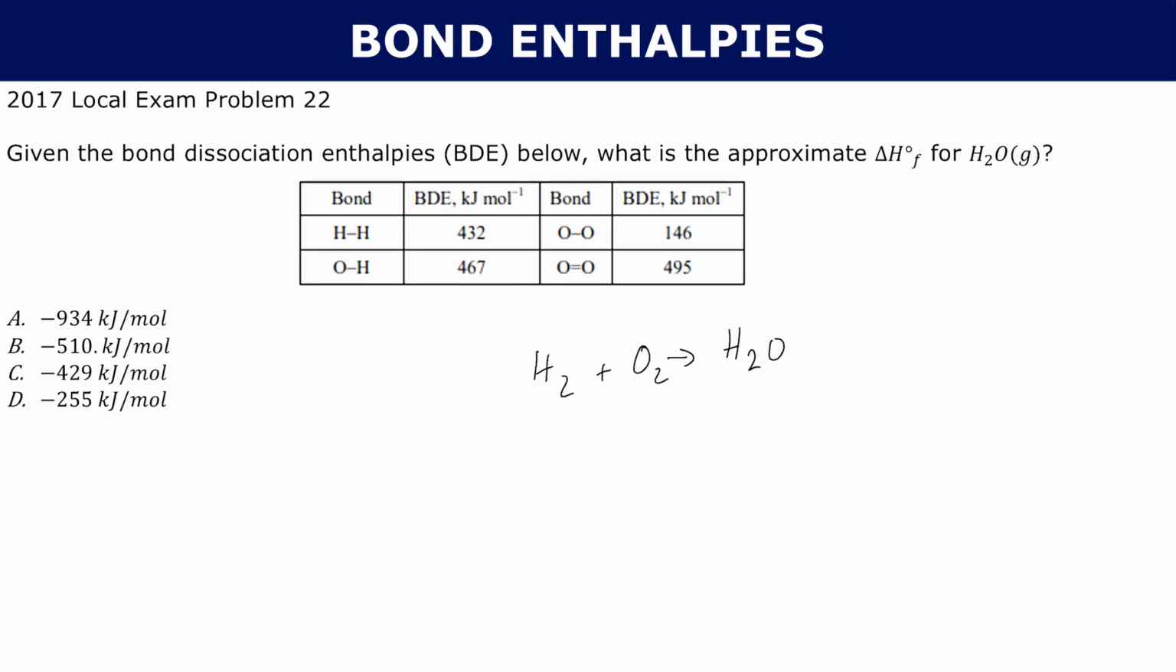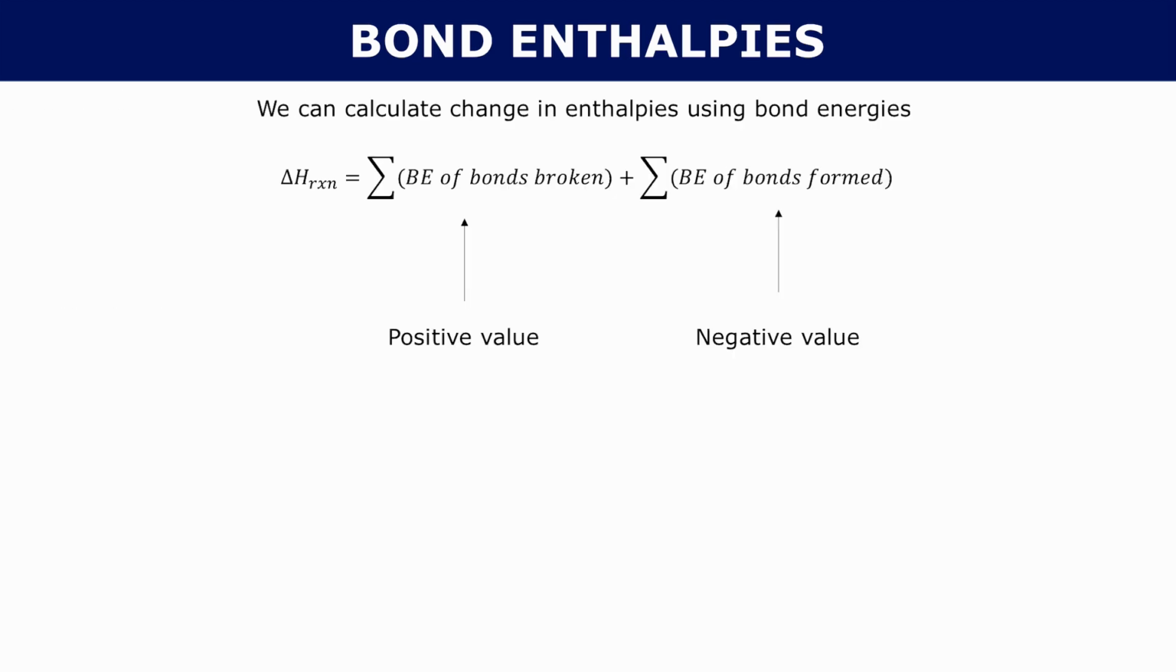This isn't currently balanced. In order to balance it while keeping a coefficient of 1 in front of our product, you need a coefficient of 1/2 in the oxygen. Now from here, remember our enthalpy of reaction is just going to be the bonds broken plus the bonds formed.